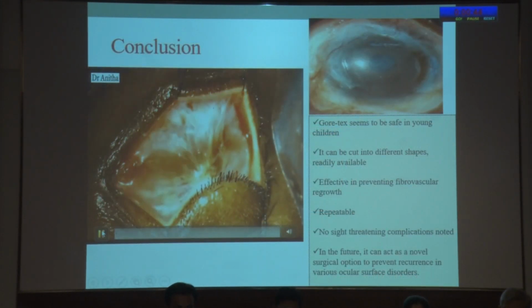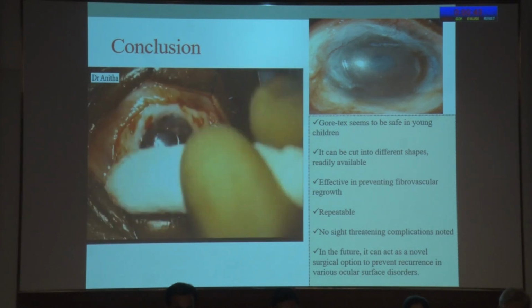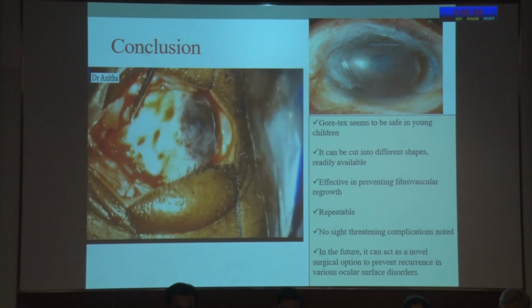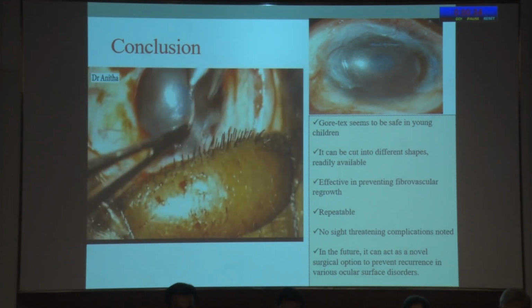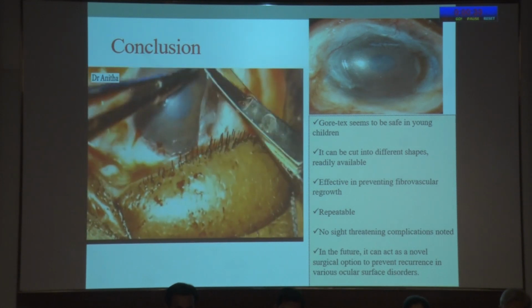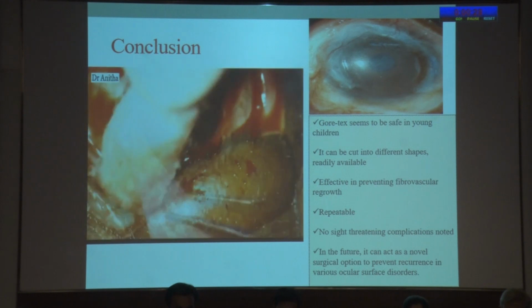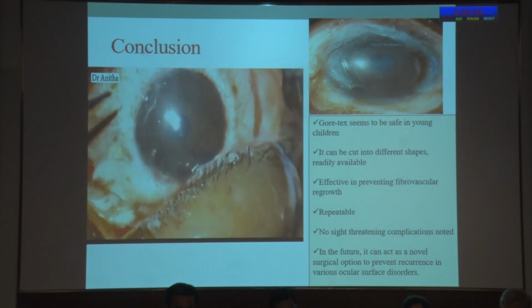Concluding, Gore-Tex seems to be very safe in young children. It can be cut into different shapes, and it is easily available and effective in preventing fibrovascular regrowth. It is more or less repeatable also, and there were no sight-threatening complications noted, and in future it can act as a novel surgical option to prevent the recurrence in various ocular surface disorders.